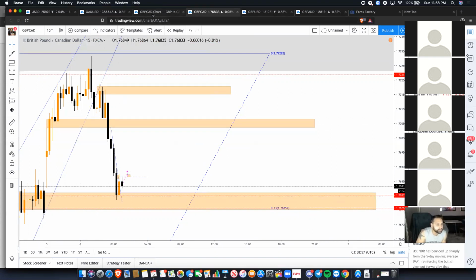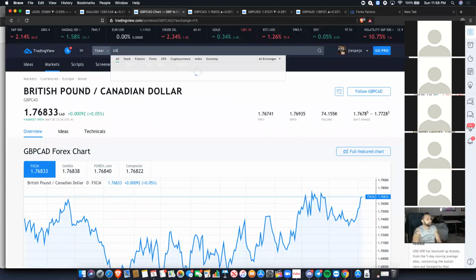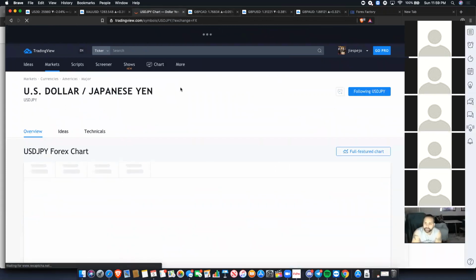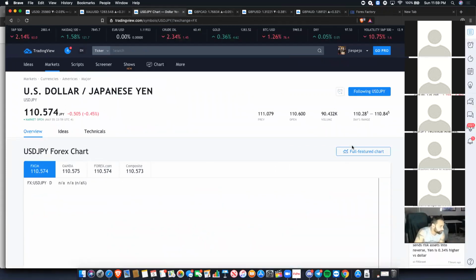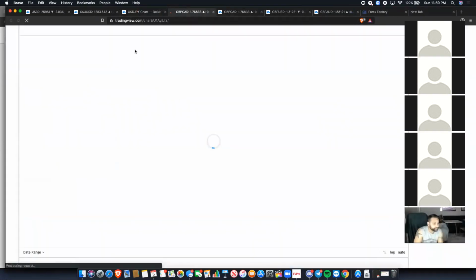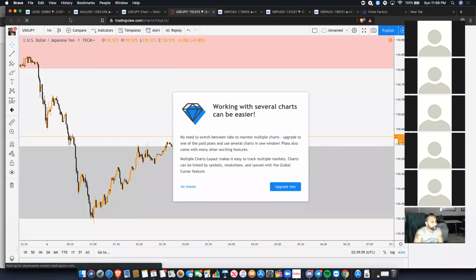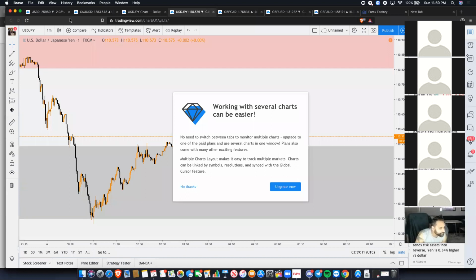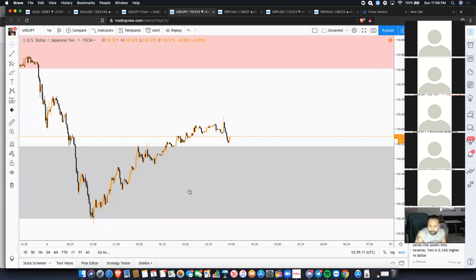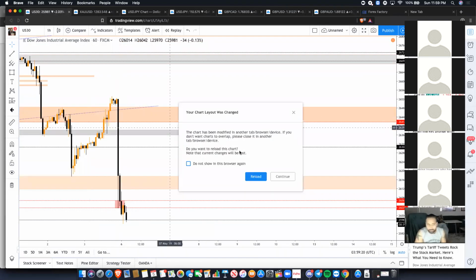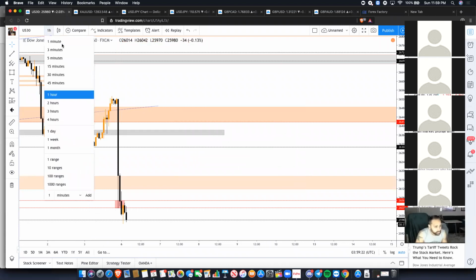Let's see. USD JPY. She tagged it. US 30 just double bottomed now on the 1 minute.